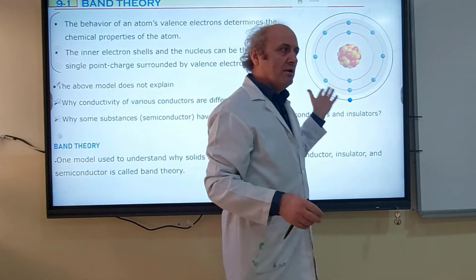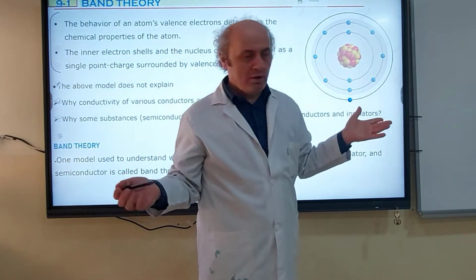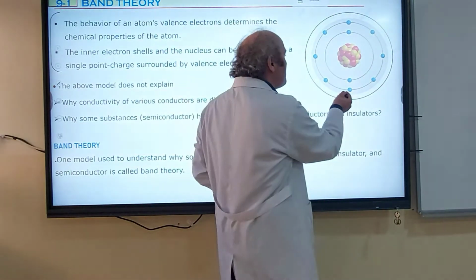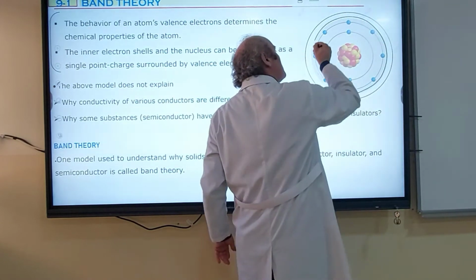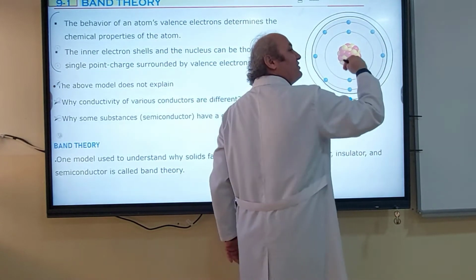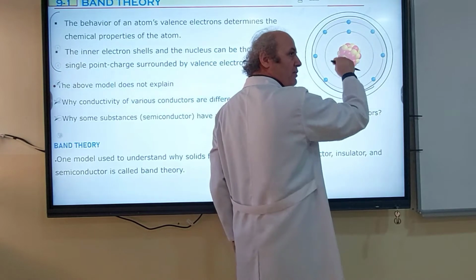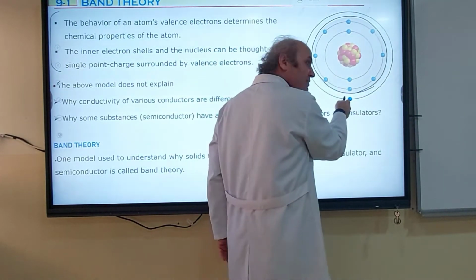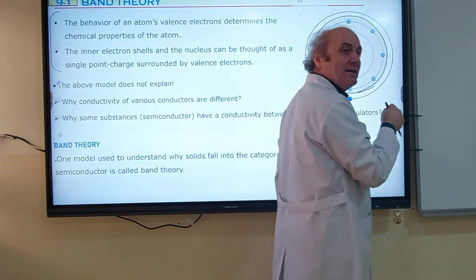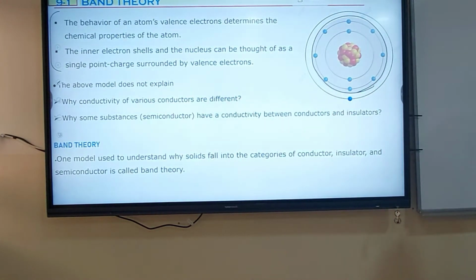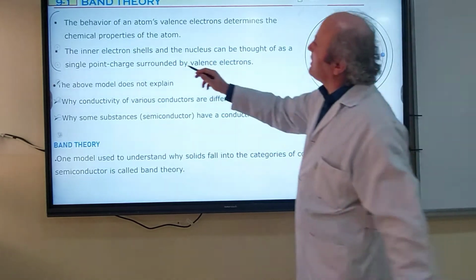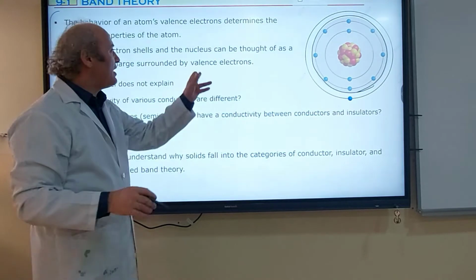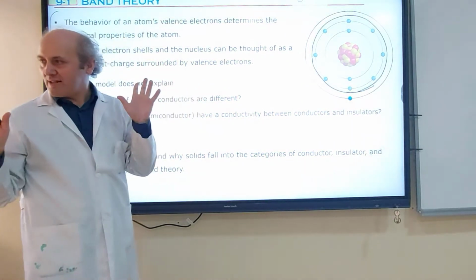You see that? There are several electrons at several orbits. First, second, third; the last one is important. That's why we don't care about this sphere, which is full of other inner orbit electrons, and also the nucleus. We care about the behavior of the outermost electrons, the valence electrons. So inner electron shells and the nucleus can be thought of as a single point charge surrounded by valence electrons.